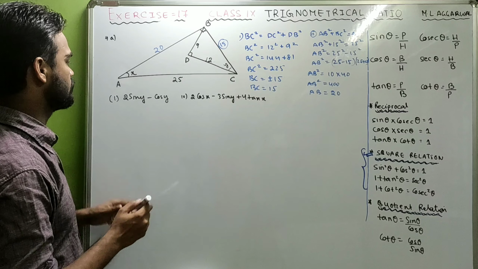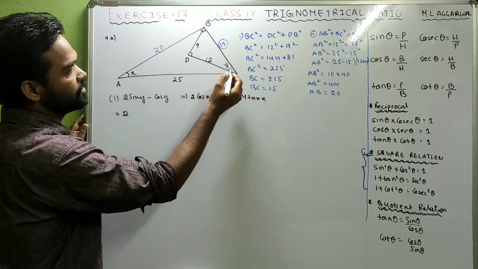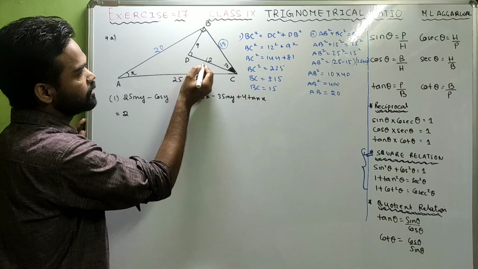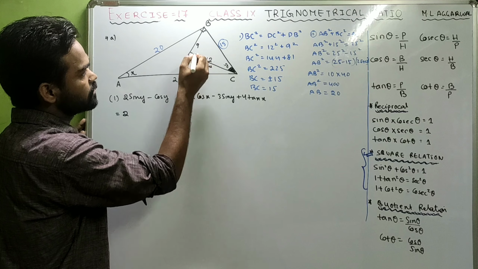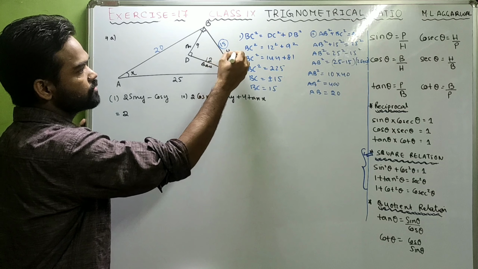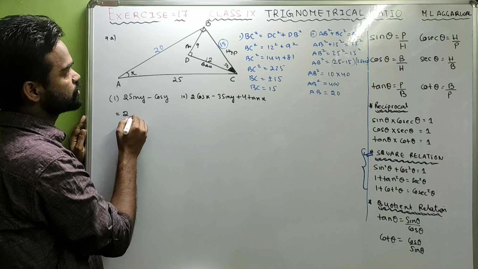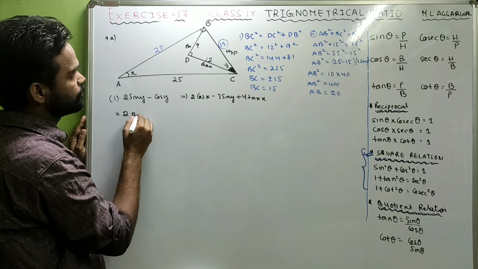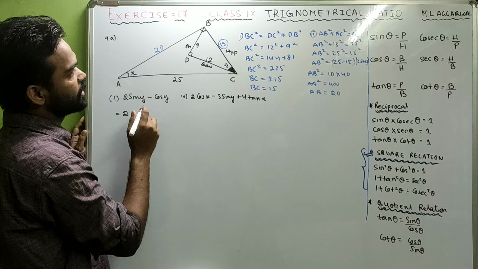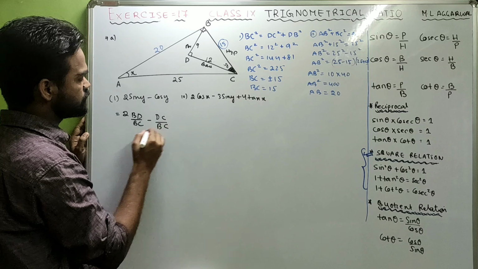Done. Now look, 2 sin y. When you talk about this triangle and this is your angle, then this becomes the base, this becomes the perpendicular, and this becomes the hypotenuse. So we have sin y, which is BD by BC, minus cos y, which is DC by BC. Just substitute the value.